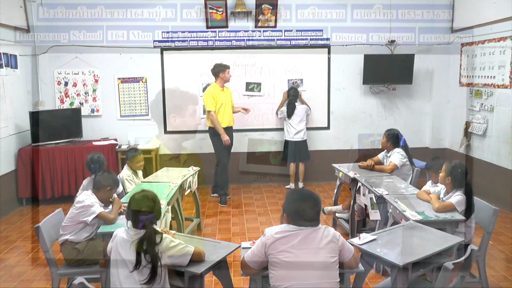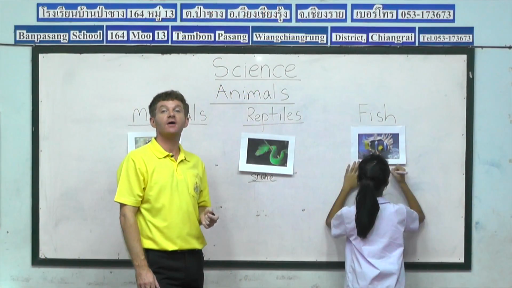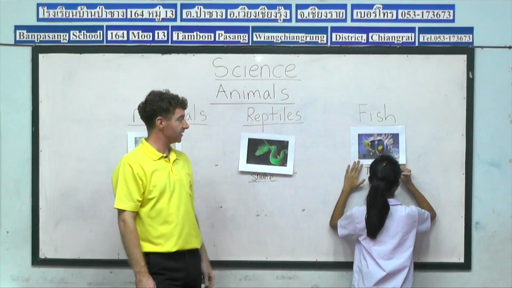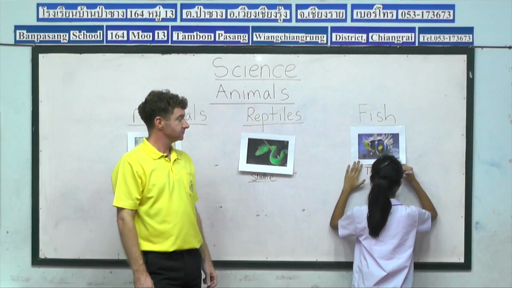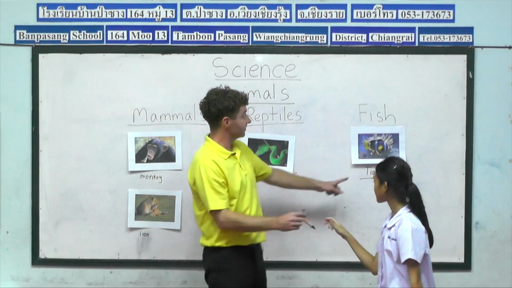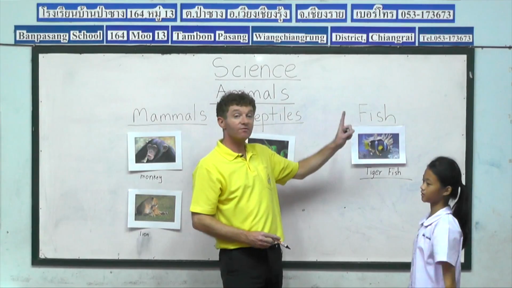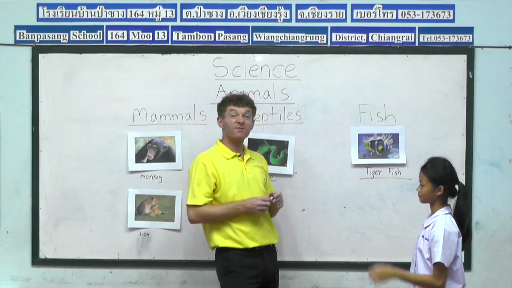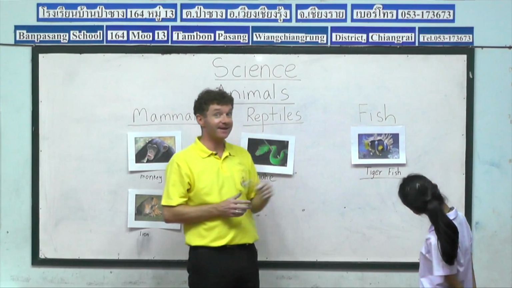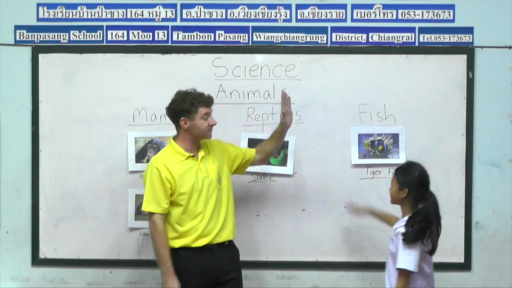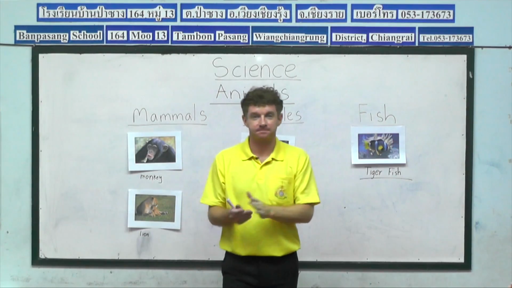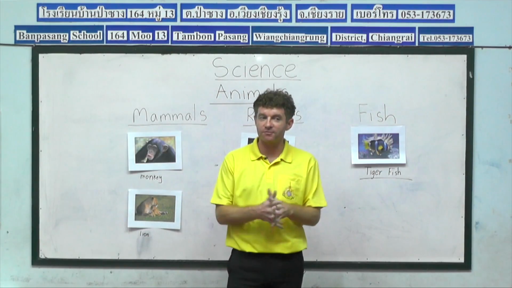T-I-G-E-R. And fish, F-I-S-H. Perfect. That's excellent. So all together, guys, tiger, fish. And the reason it's called a tiger fish is because of its stripes, like a tiger. Dan, that was brilliant. High five. Big round of applause for Dan. And we still have some flashcards to go.